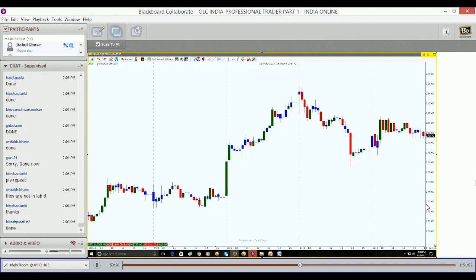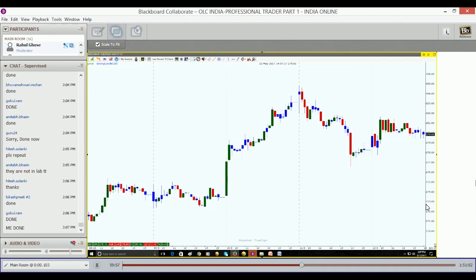Amitabh says done. Let's have a look at yours, Amitabh. Okay, the first one is correct. Did you mark anything else, Amitabh, apart from that first one? Perfect. Perfect, Amitabh. One second, just one second. Can you zoom in, Amitabh? Can you zoom in to the third zone?